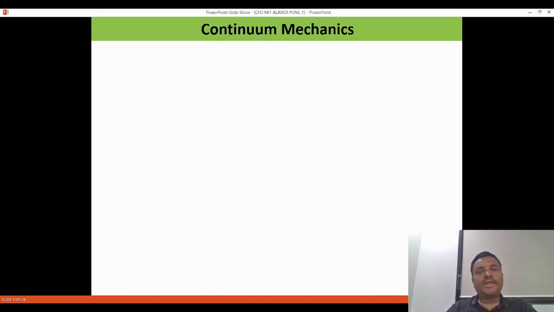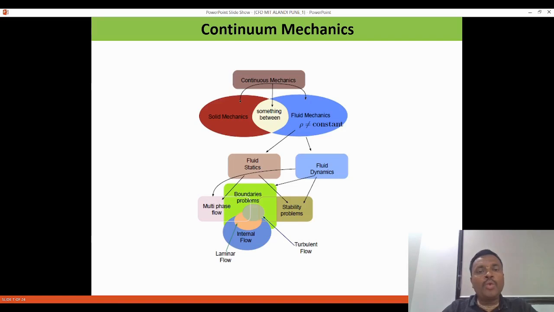Coming to next, this is very important. Why should we focus on continuum mechanics in computational technology? Continuum mechanics is where solid mechanics and fluid mechanics both come into the picture. But the importance is of the word continuum. A simple example: you have water in a glass. The water will take the shape of the glass. If the glass is cylindrical in shape, it will take a cylindrical shape. If the glass is rectangular, it will take the shape of a rectangle.